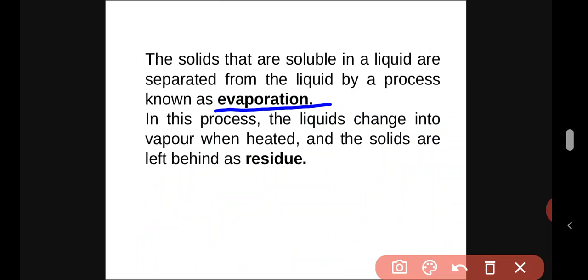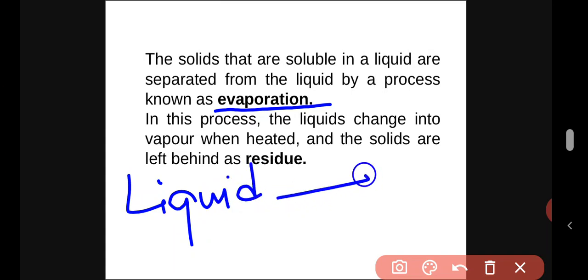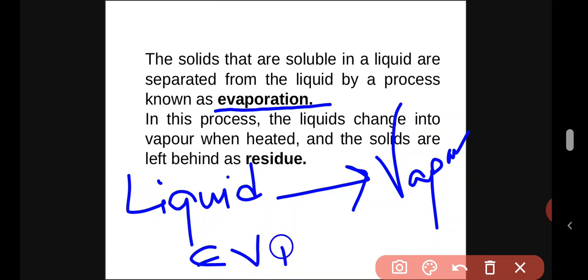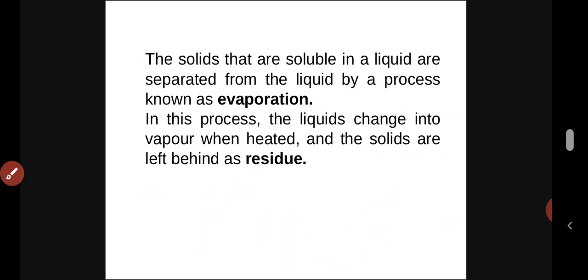So when the liquid changes into vapor, this is the process called evaporation. So now this is evaporation.